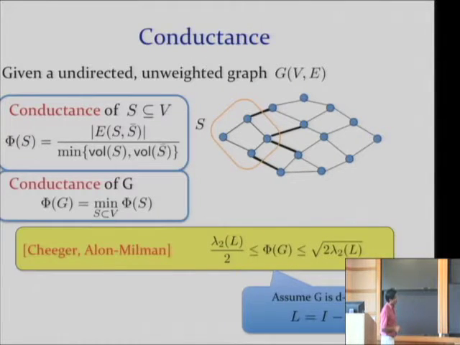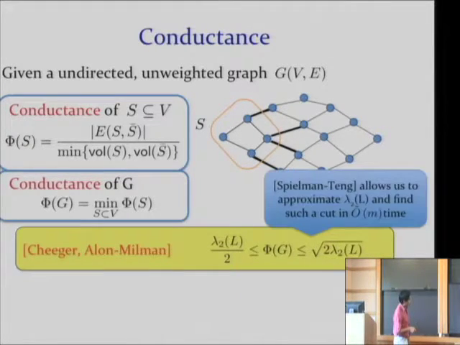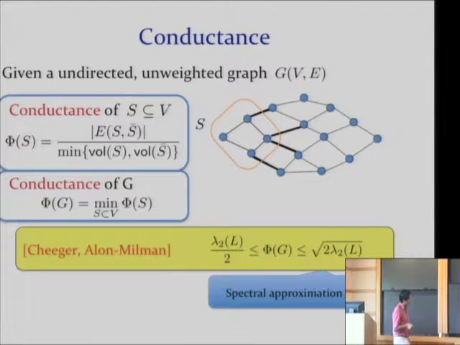The nice thing about this connection is that it allows you to actually find a cut that will have value square root of the eigenvalue, and if you use the result of Spielman-Teng, which I'll state later in the talk, it allows you to approximate not just the value of the cut, but actually find the cut in near linear time. Differentiating between such a cut, between values lambda of the conductance and square root lambda, we'll refer to this as the spectral approximation. And this is the kind of approximation we'll achieve.